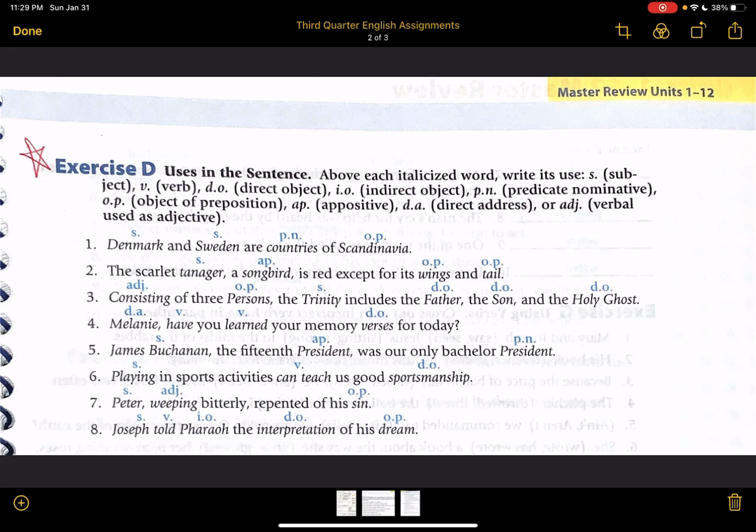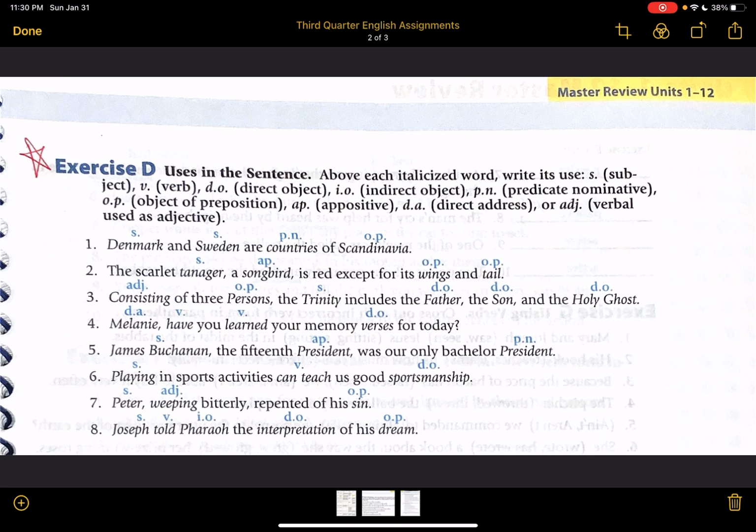On page 161, exercise D will be especially useful to you for preparing for your test. So let's look at it. Uses in the sentence. Above each italicized word, write its use. S for subject, V for verb, DO for direct object, IO for indirect object, PN for predicate nominative, OP for object of the preposition, AP for appositive, and DA for direct address, or ADJ for verbal used as an adjective.